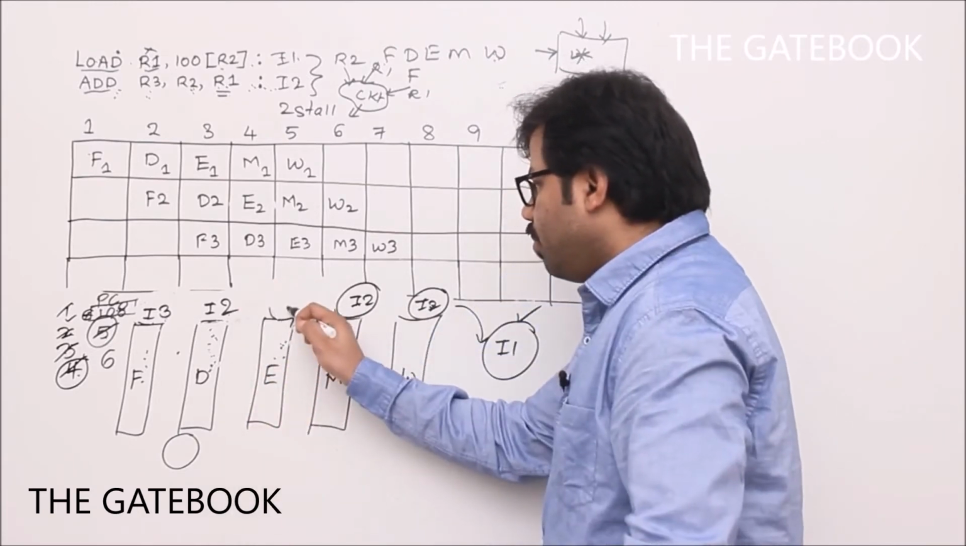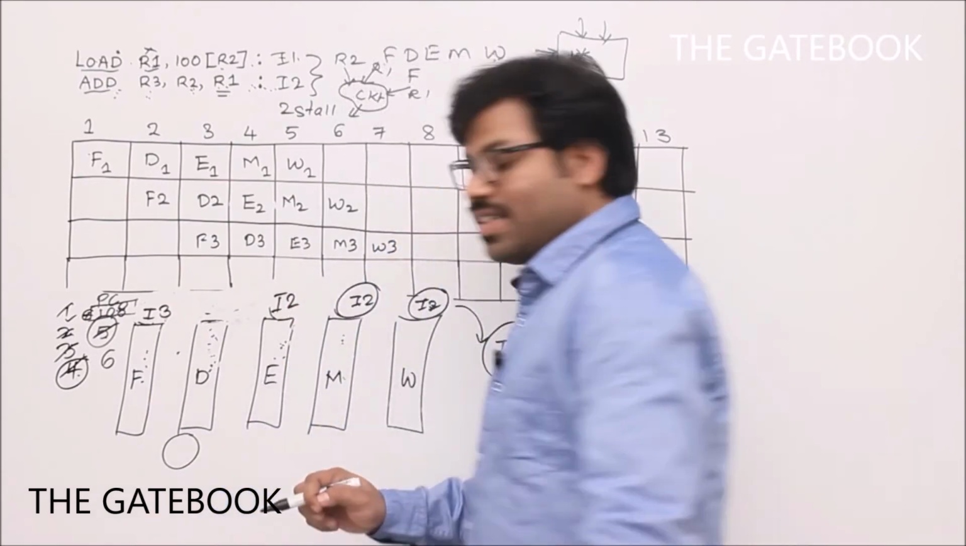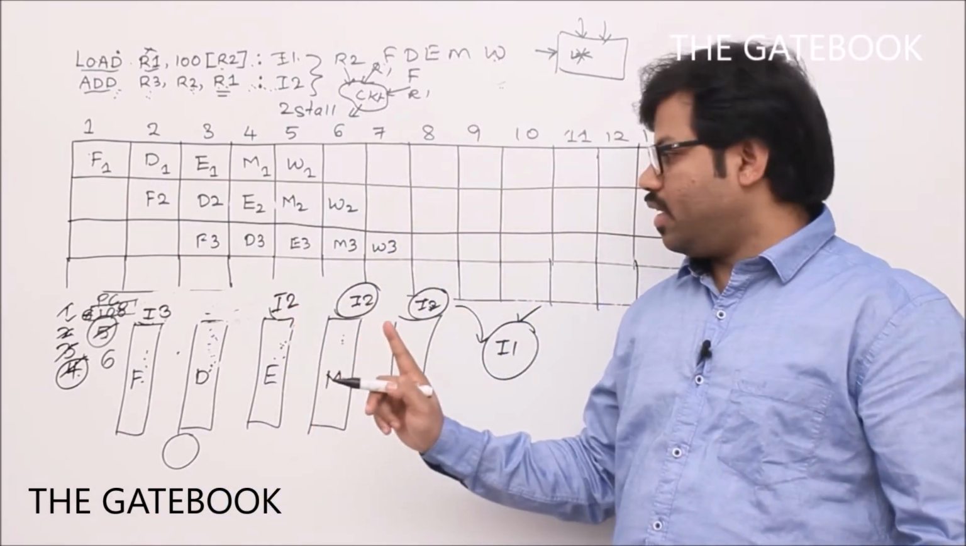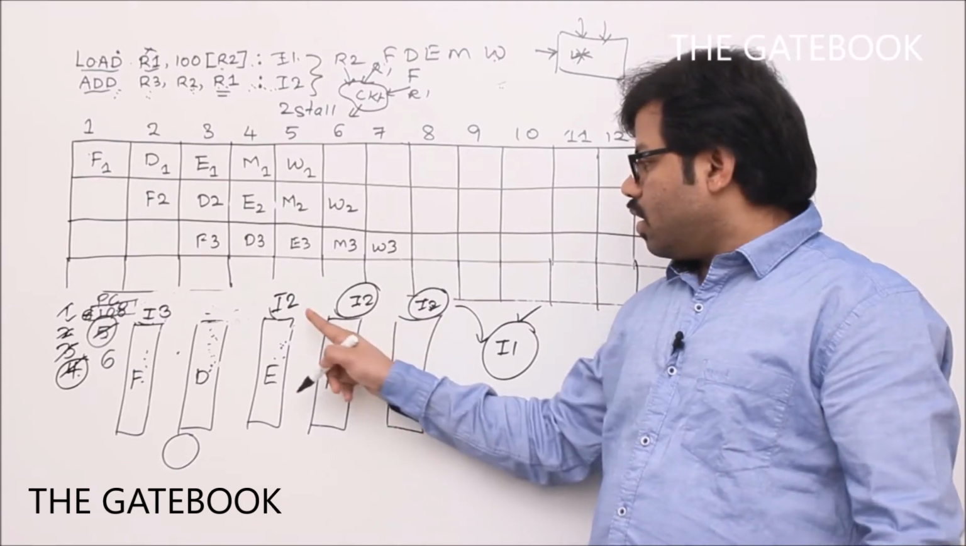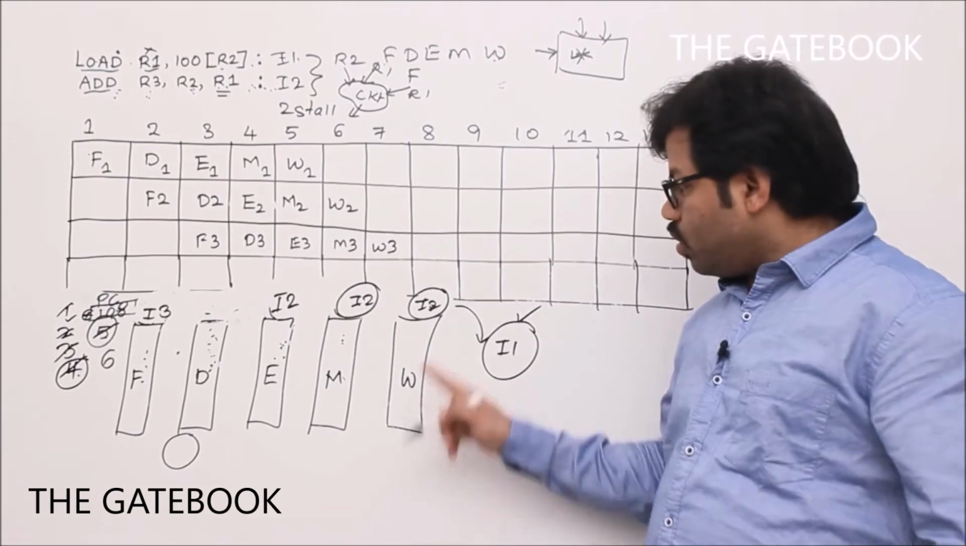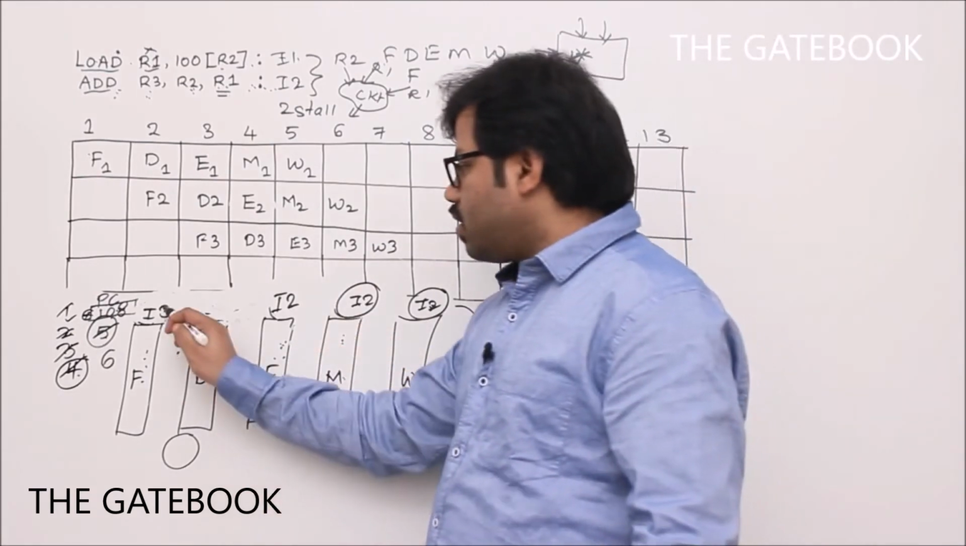Now who will come here? This I2 with proper signals. See, at the 6th clock cycle I2 is really getting executed, you remember that point. So far, up to the 6th clock cycle, I2 is not executed. It's supposed to be executed at the 4th clock cycle or something, but it did not happen. Now let's move I3.